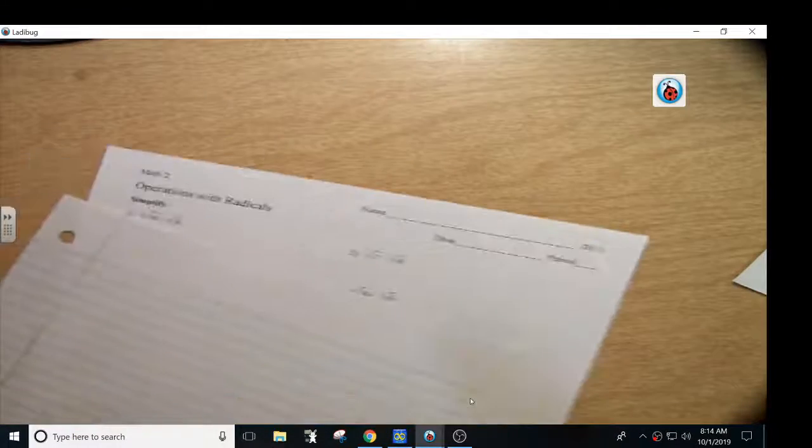All right, guys, let's look at number one. And the first thing we're doing, we're multiplying radicals. I've got them in order of difficulty, so the top ones are easier. All right, so number one.